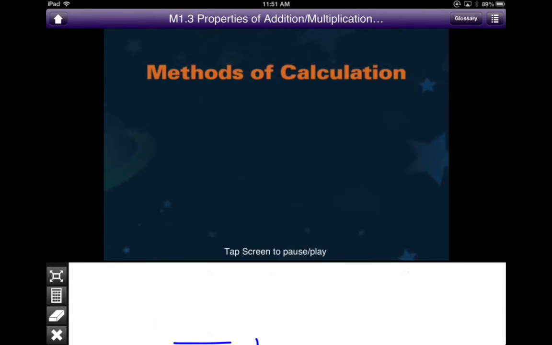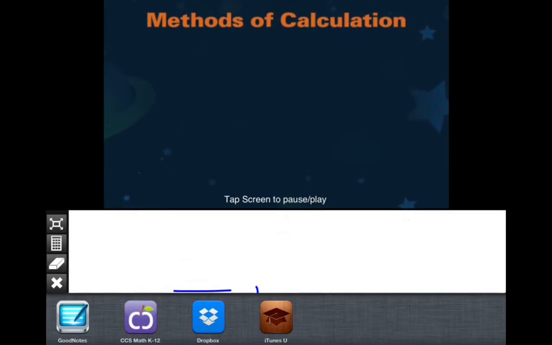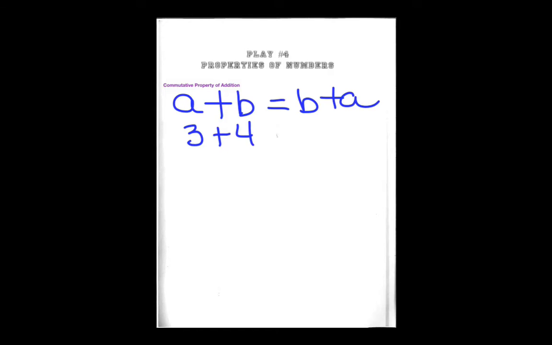Okay, we're going to stop this here now and go right to your note sheet, the property play, and I'm going to help you fill out anything that you may not already have had. Okay, so we already started with the commutative property of addition. The commutative property of addition says that A plus B equals B plus A, and that is true for any numbers. So let's write a few examples here. We wrote whole numbers already, so we could say 3 plus 4 equals 4 plus 3. They both equal 7, so this is true.